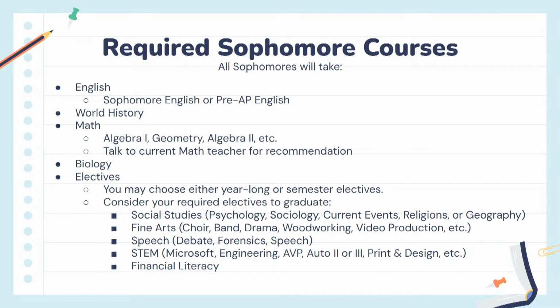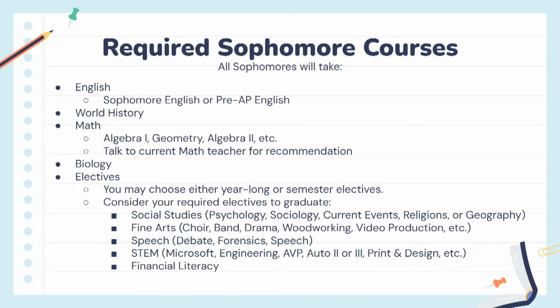So first things first, you guys have 4 required classes, okay? The first is English. You will either be taking sophomore English or pre-AP English, okay? With pre-AP, there is a summer assignment and there are requirements that you have to meet in order to be a part of pre-AP English. So keep that in mind. There's summer reading and writing and so on. So if you're wanting a more advanced or accelerated English class, just know your summer will be taken up completing some of those requirements.